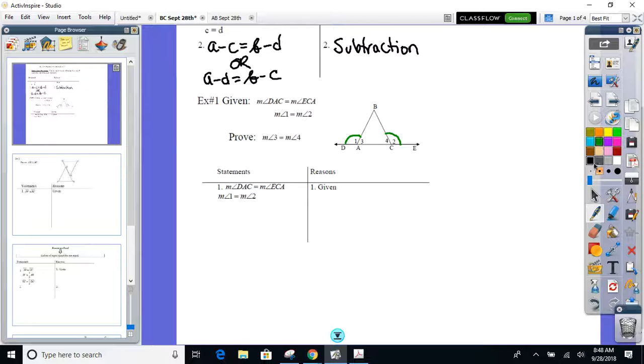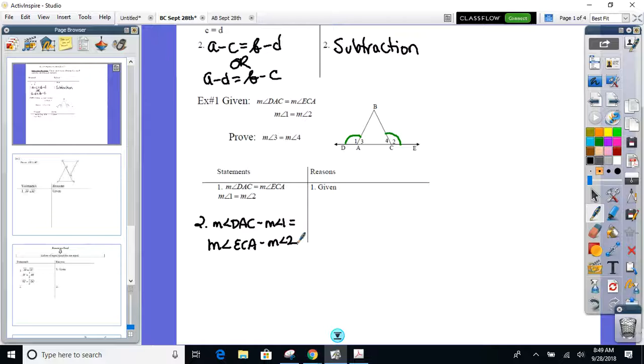Before I subtract, how many pairs of equal quantities do I need? How many did I give you? So that must mean in statement 2, I can subtract. But what should I be subtracting here? What do I subtract from each other to get to 3? What do I subtract from each other to get through 4? Maggie, go ahead. The measure of angle DAC minus the measure of angle 1 equals the measure of angle ECA minus the measure of angle 2. Good. Looks good to me.